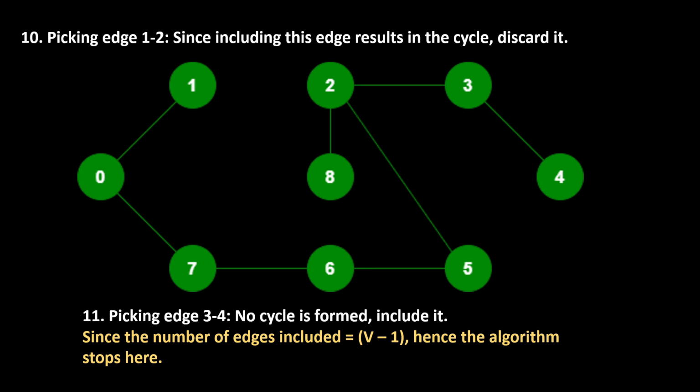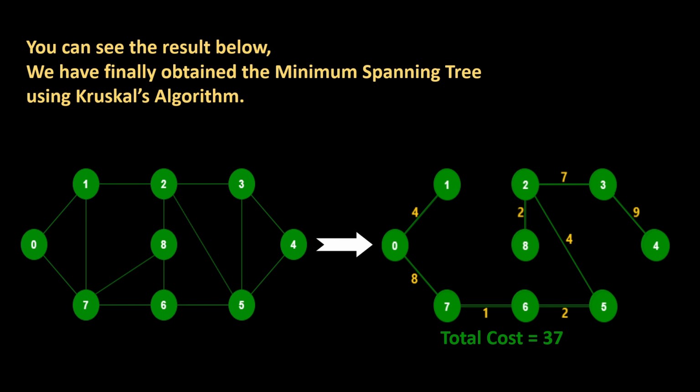Then at last pick the edge 3 to 4, no cycle is formed, include it. Now the total number of edges in our minimum spanning tree is equal to 8, that is v minus 1, where v is the total number of vertices, which is equal to 9. Hence the algorithm stops here. So we have obtained the minimum spanning tree using Kruskal's algorithm, whose total weight is 37.